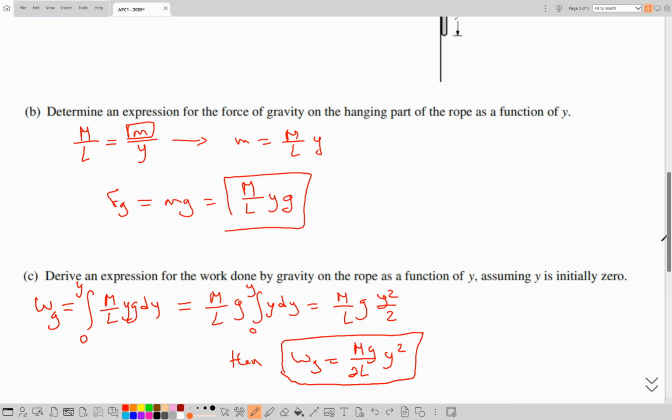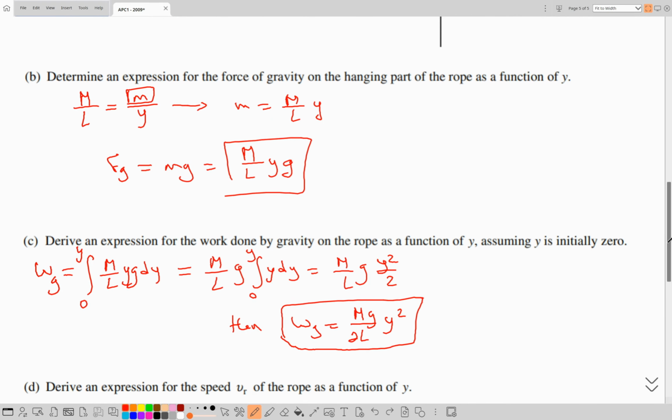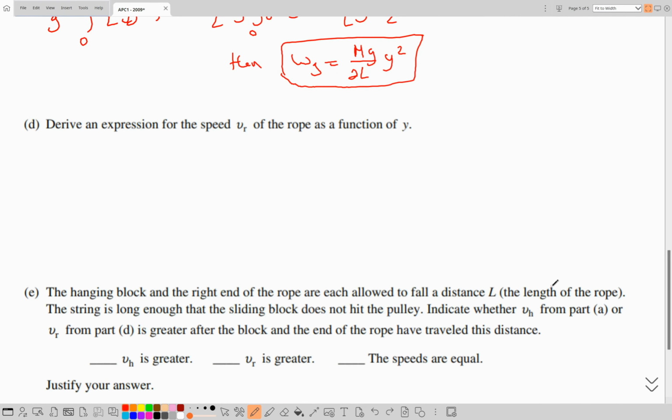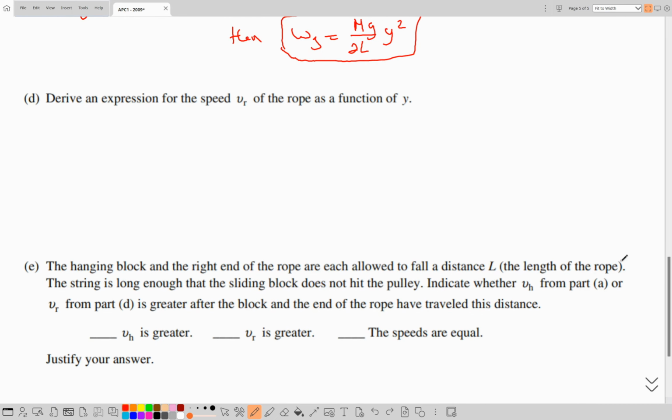So it seems that we're going to relate this work to speed, and this can be done by the work energy theorem. And indeed they're asking us in part D, derive an expression for the speed Vt of the rope as a function of y. So here we can apply the work energy theorem.